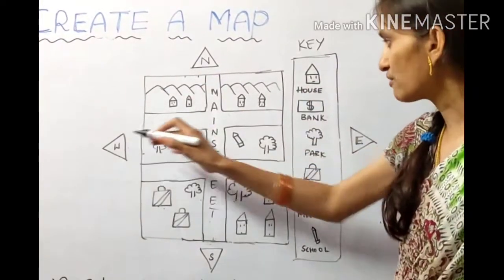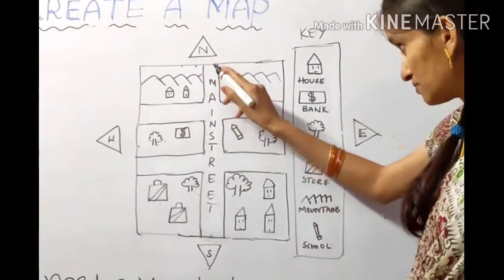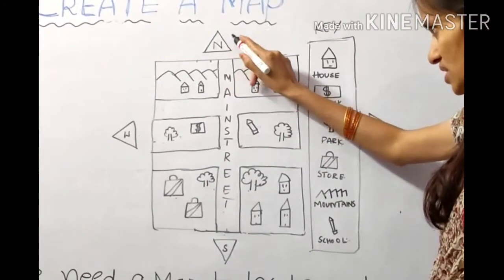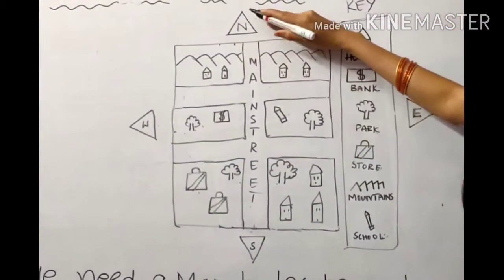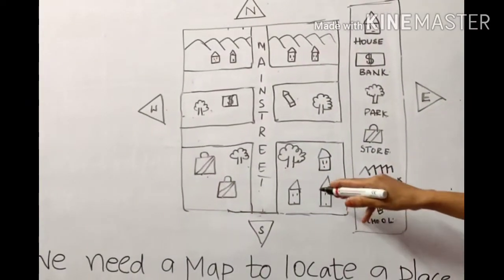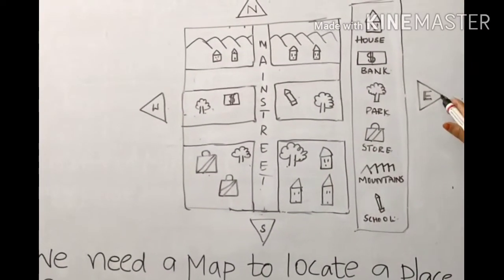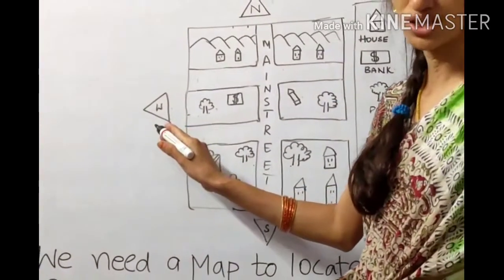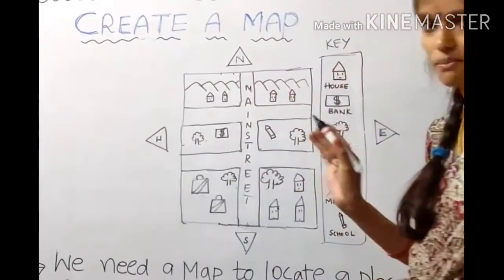Like this, I have shown the direction. So in which direction are the mountains? North direction. Towards the south there are stores and houses, towards the east and towards the west. So like this you can create a map.